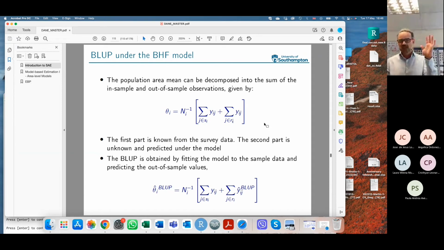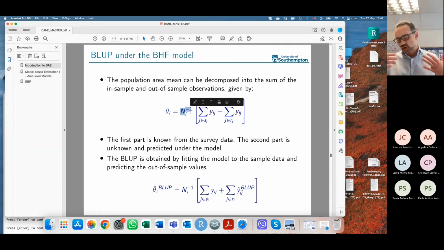Okay, so the first part is known from the survey data, the second part is unknown, and what we are going to do is, because the second part is unknown, we are going to predict these values under a model, and in this case we're going to use the model that is specified by the Battese, Harter and Fuller model. And obviously this will give you a total. If you're interested in the mean, you have to divide by the population sizes in that area.